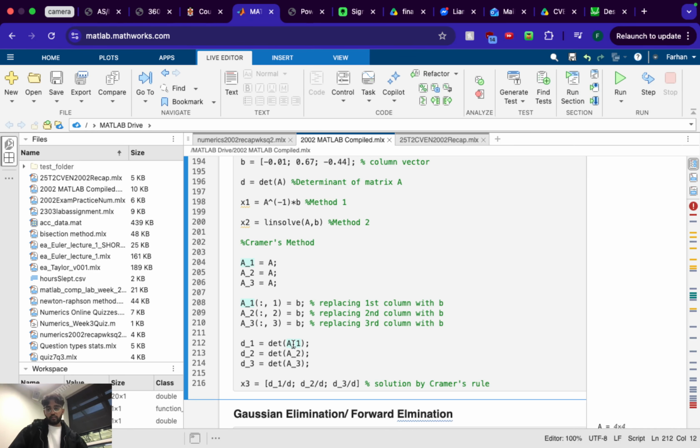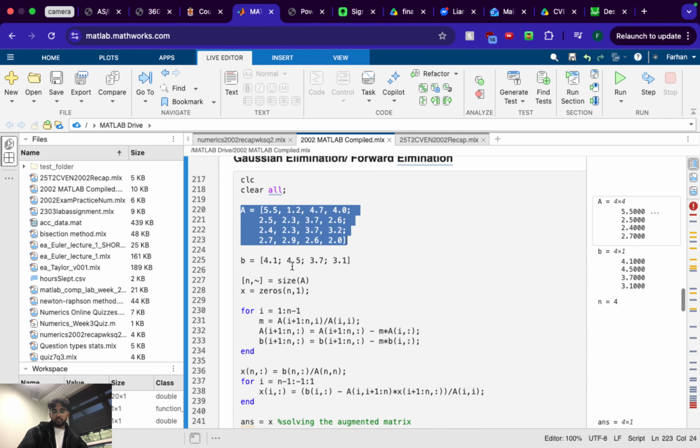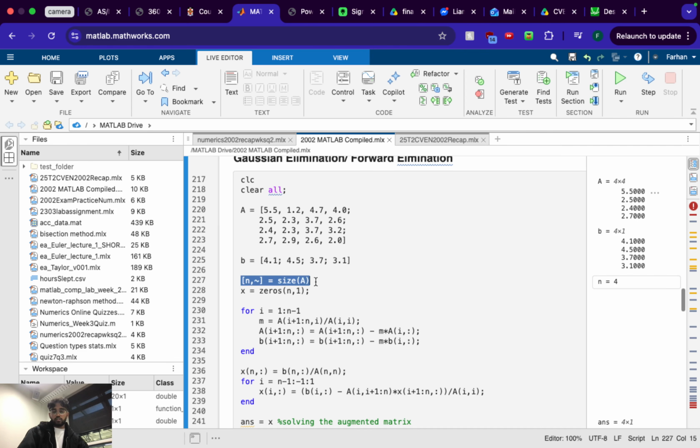And I'll go through the code for it. So Gaussian elimination, here it is. You've got your matrix, you've got your vector. You size up your, you make a vector. What this does, it makes a vector n, and I forgot what this does.